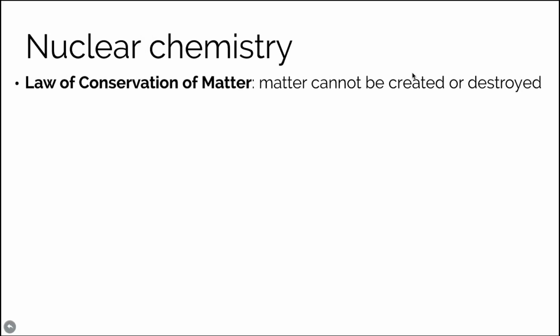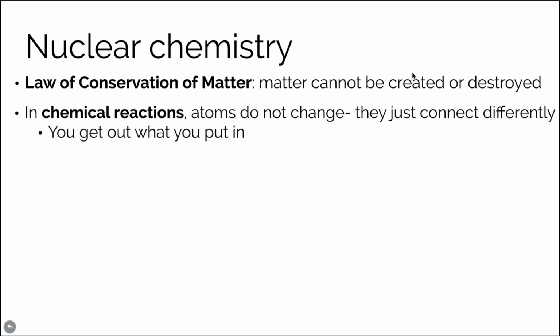Now, when we're talking about chemistry in general, we always have to keep this one idea in mind. This is one of the basic laws of nature, and it's called the law of conservation of matter. It states that matter cannot be created or destroyed. What this means for us is that we can't make new matter and we can't permanently get rid of it. Whenever we do any chemical process, we're only changing the matter in some form or fashion.